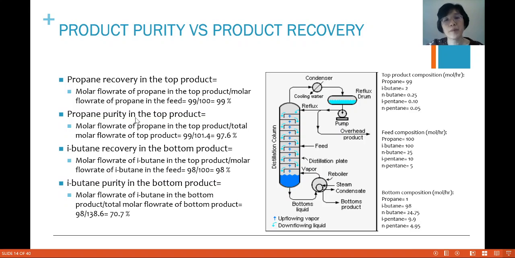While for propane purity, we have to use the equation of molar flow rate of propane in the top product over the total molar flow rate of the top product. In this case, we divide 99 by 101.4, and we get a propane purity in the top product of 97.6%. So bear in mind, propane recovery is different from propane purity in the top product. You can use the same equation to calculate the heavy key recovery in the bottom product. It's the same equation.